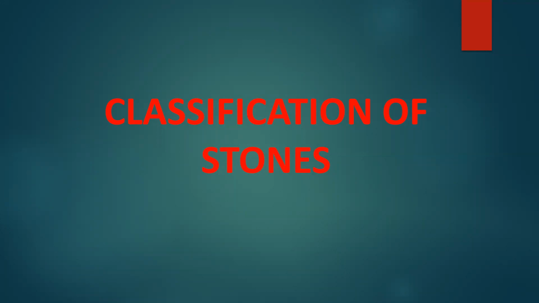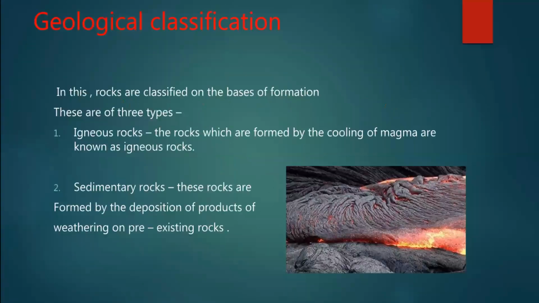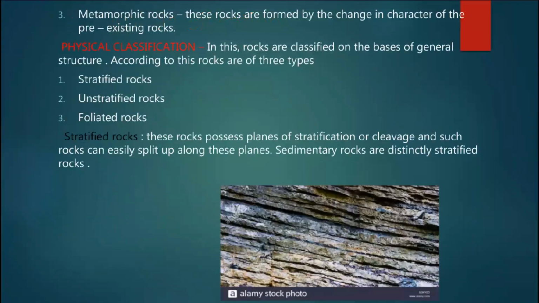Now let us see the classification of stones. Stone is predominantly classified into three types: geological classification, physical classification, and chemical classification. First, geological classification. In this, the rocks are classified on the basis of formation into three types: igneous rock, sedimentary rock, and metamorphic rock. Igneous rock is formed by the cooling of magma, sedimentary rock is formed by the deposition of products of weathering on pre-existing rocks, whereas metamorphic rock is formed by the change in character of the pre-existing rocks.